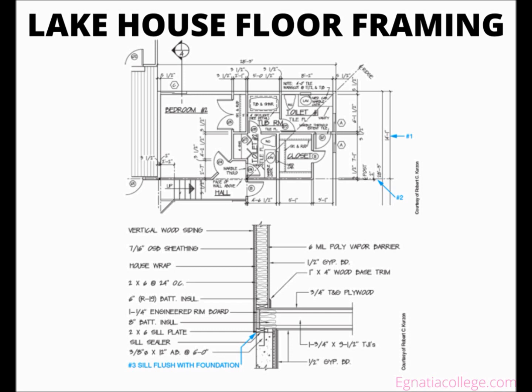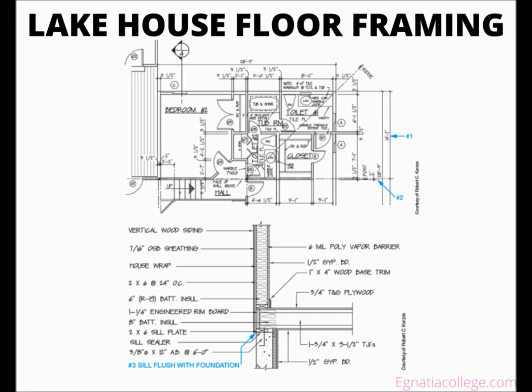3. According to wall section 3-4, the rim board is flush with the north foundation wall, so subtract 1¼ inch, the thickness of the rim board, from each end. 4. 14 feet 3 inches minus 2¼ inches, 1¼ inch at each end, equals 14 feet ½ inch, the length of the joists.